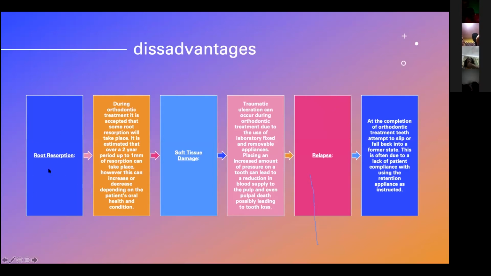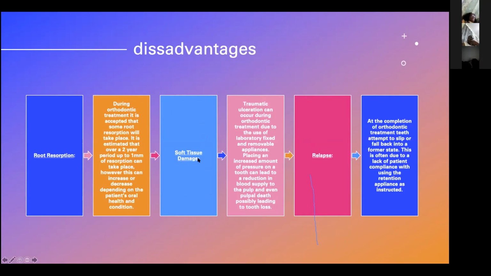So you get some root resorption, and root resorption essentially is the shrinkage of the roots of the teeth. During orthodontic treatment, it is accepted that some root resorption will take place. It's estimated that over a 2-year period, up to 1 millimeter of resorption can take place. However, this can increase or decrease depending on the patient's oral health condition. This may be due to certain medical conditions, whether they're diabetic, have heart conditions, or whether they're smokers and so forth.